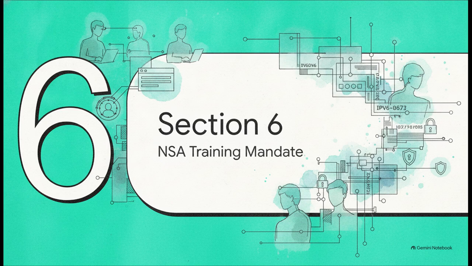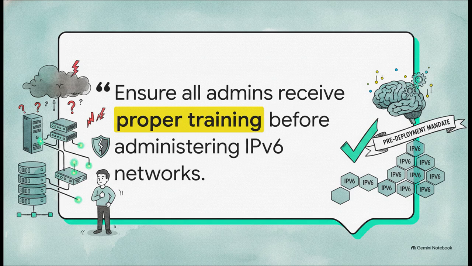And that brings us to our final piece, Section 6, the NSA Training Mandate. The source material makes it really clear. Early phase deployments have the lowest maturity, which means they have the highest risk. And honestly, the root cause of most security failures here is just plain inexperience with the protocol. That's exactly why the NSA explicitly recommends the following.